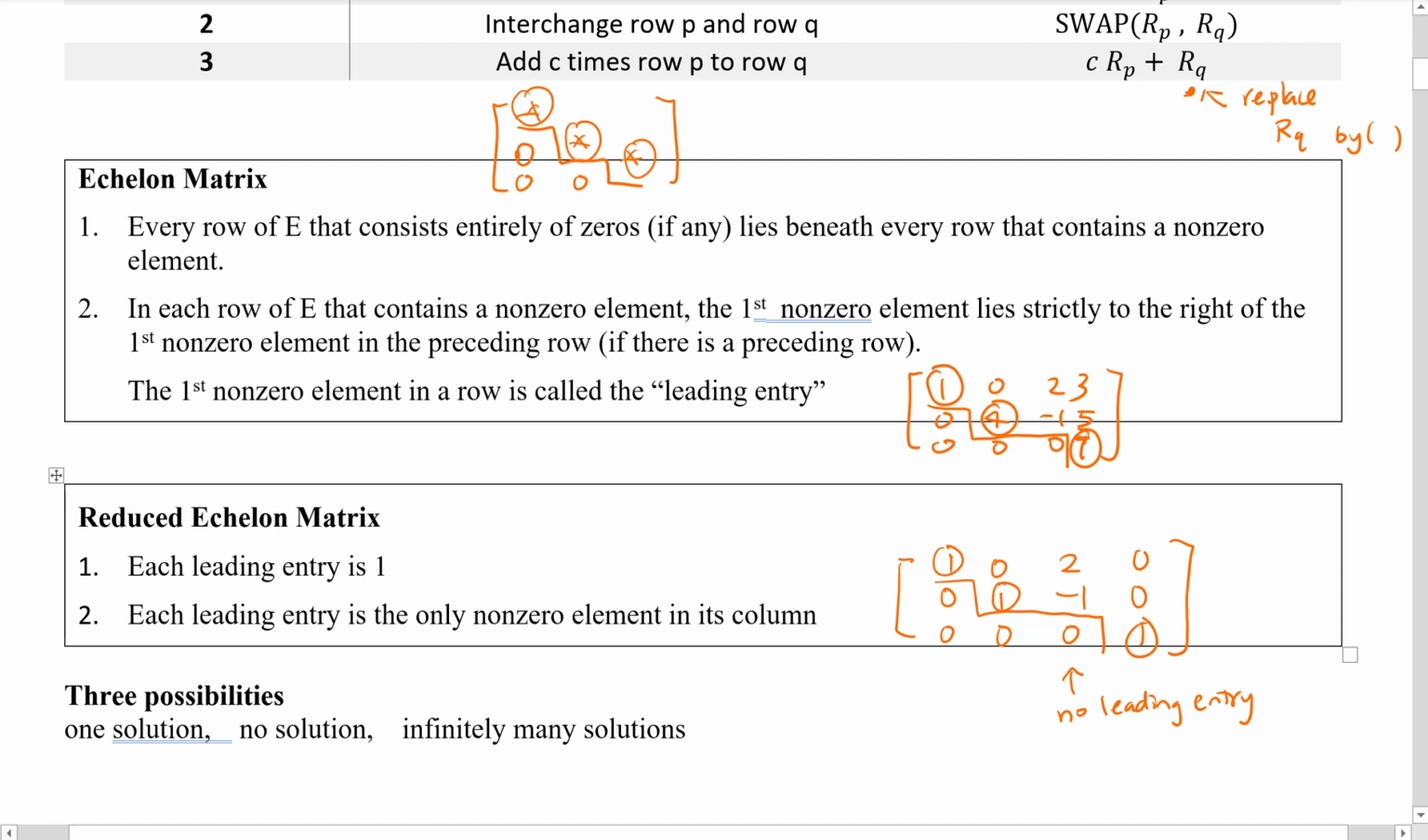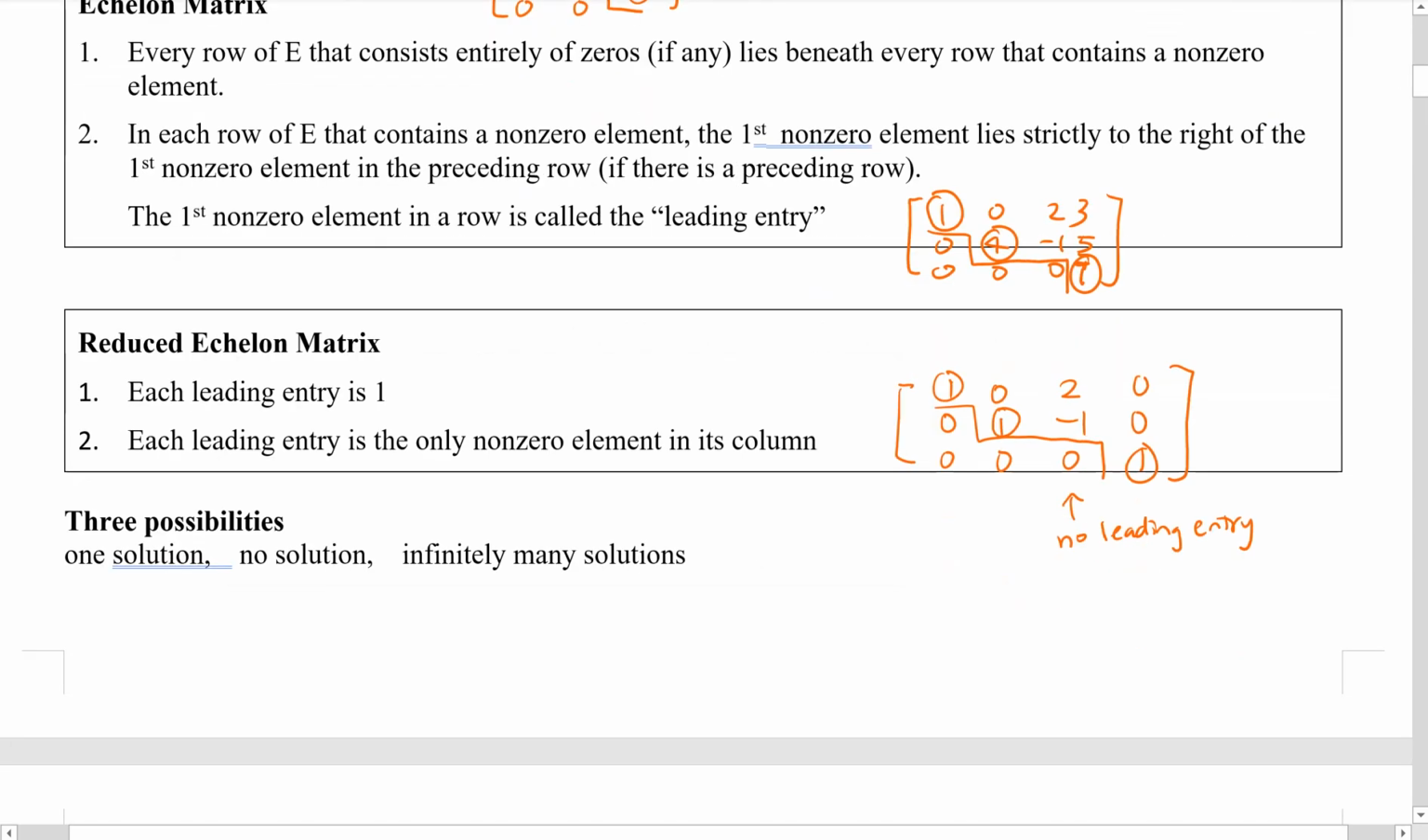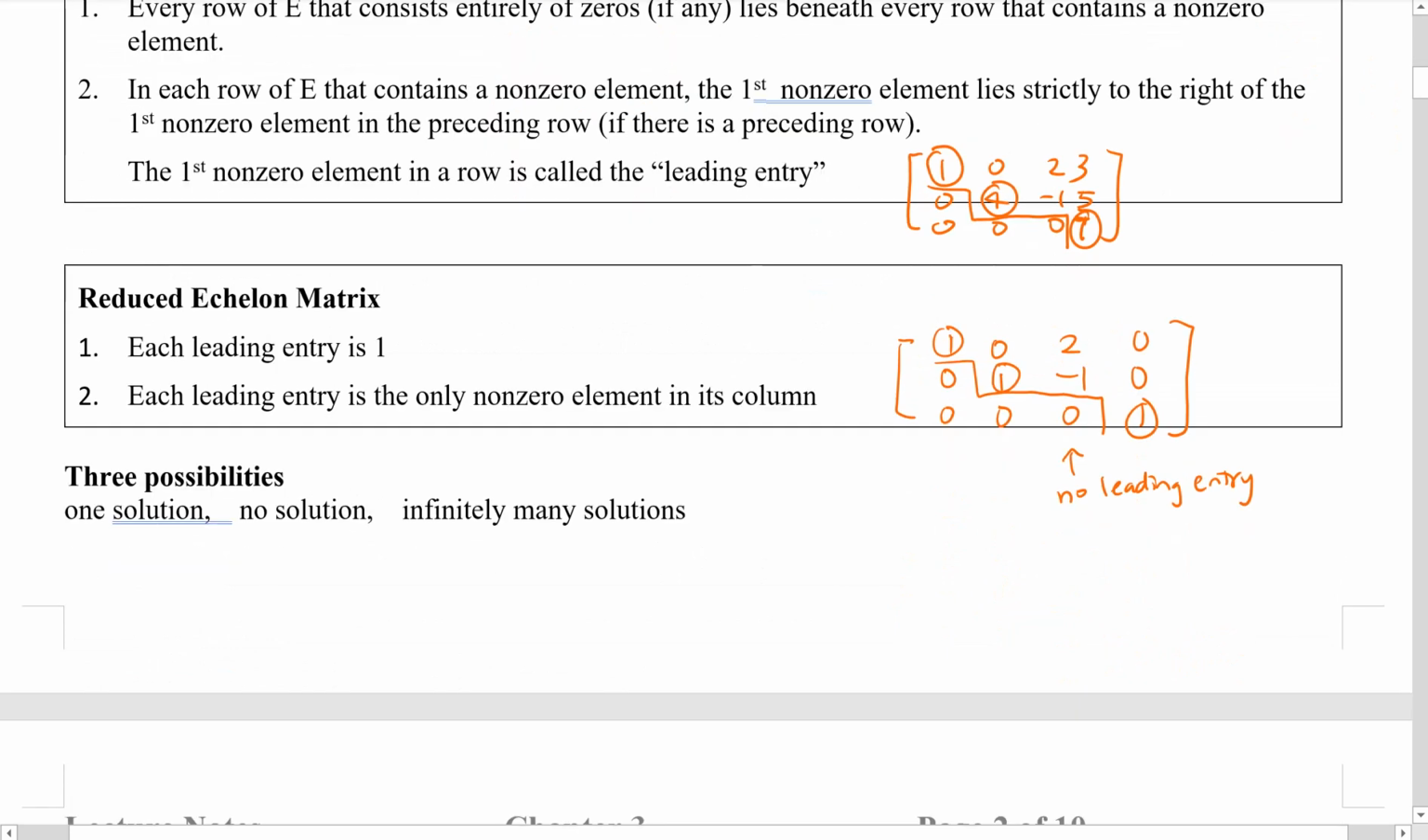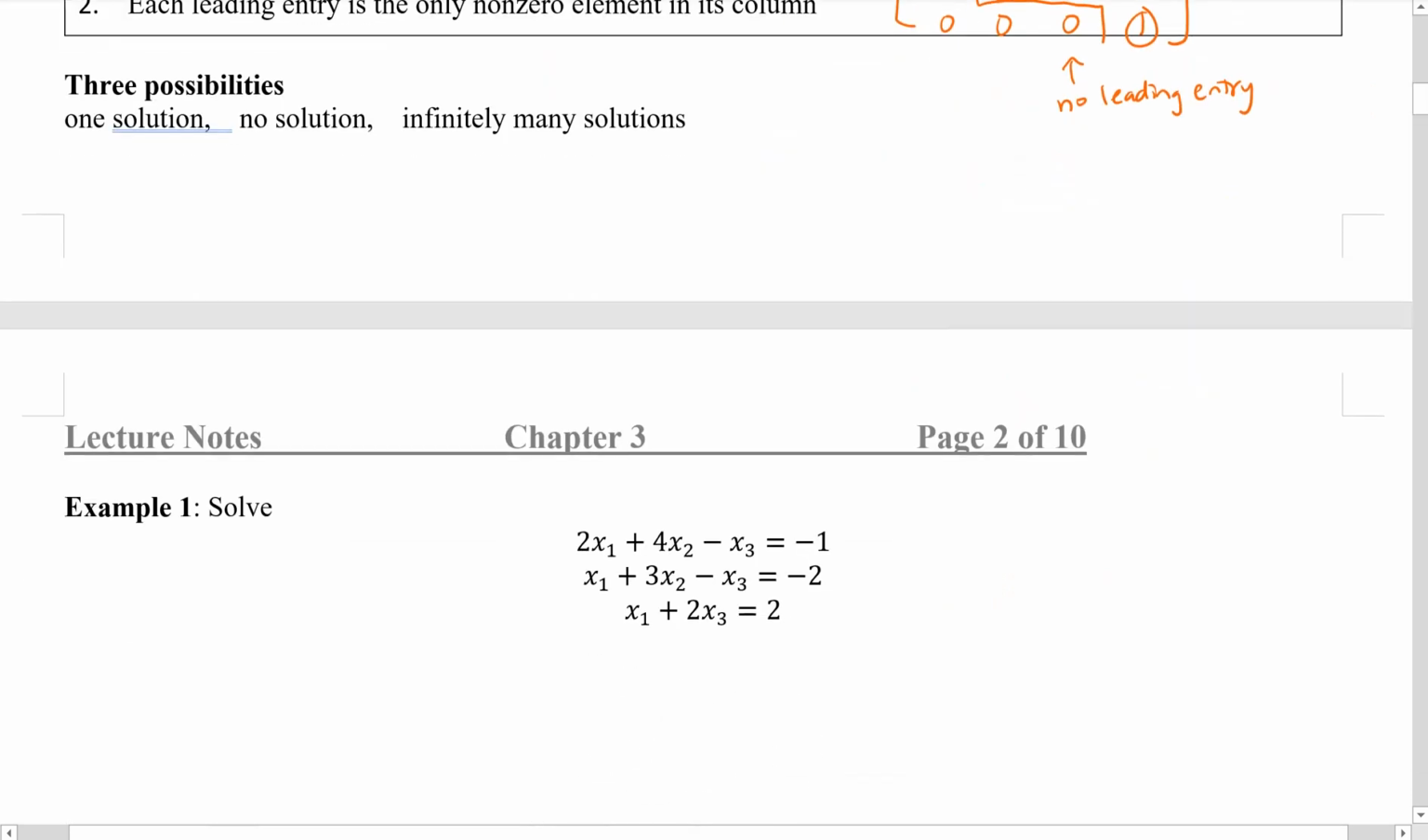All right. And to solve a system of linear equations, we have 3 possibilities. We can have one solution, or no solution, or infinitely many solutions. So far, so good, everybody?